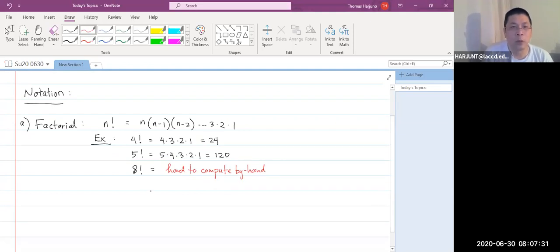Now the way we use the calculator, this is my notation for the calculator. You punch 8, and then go to math, PRB, factorial. And then enter, I think you need to press enter twice.